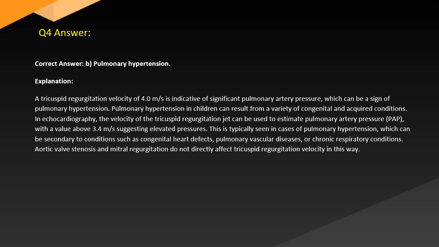This is typically seen in cases of pulmonary hypertension, which can be secondary to conditions such as congenital heart defects, pulmonary vascular diseases, or chronic respiratory conditions. Aortic valve stenosis and mitral regurgitation do not directly affect tricuspid regurgitation velocity in this way.